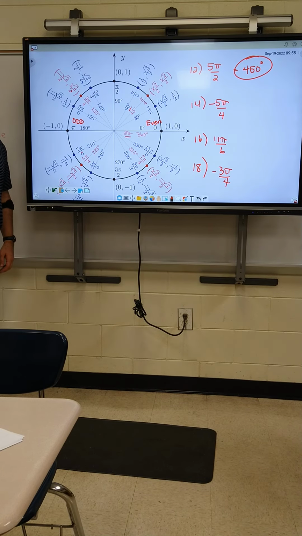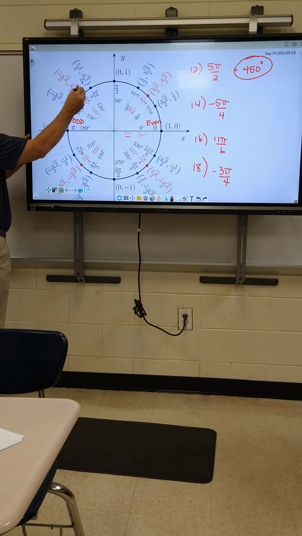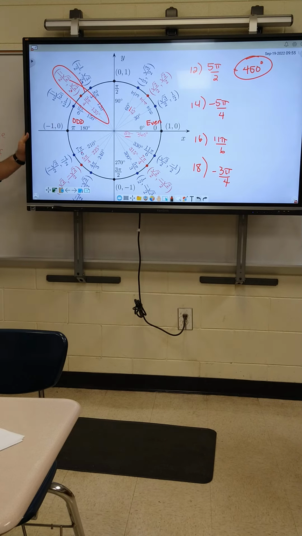So where would negative 5 pi over 4 be? Straight across. Look, instead of going down from the x-axis twice, go up from the x-axis right across from it. So the answer is 135. 135 degrees. Now that's one way you can do it.